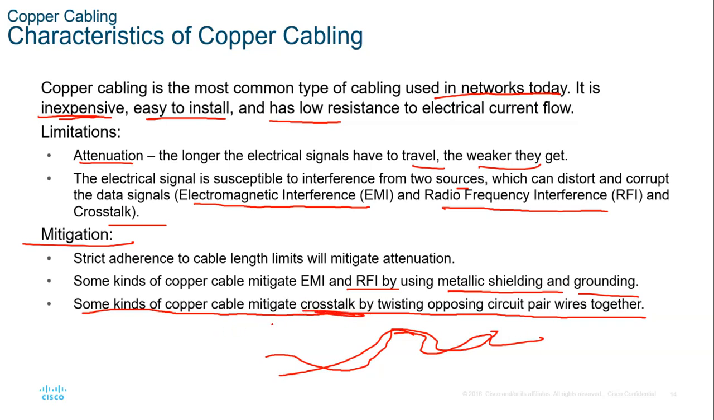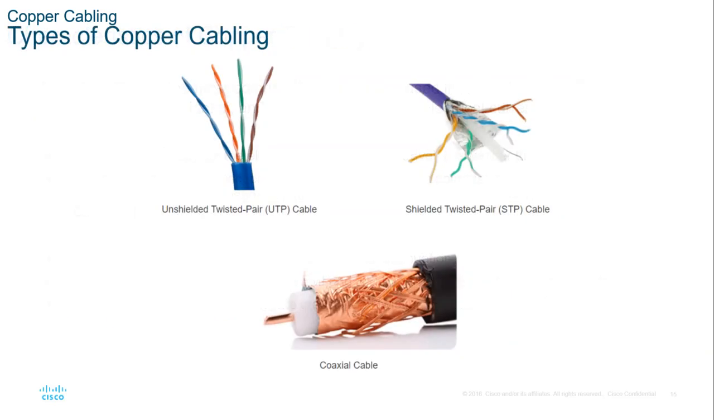That's the reason why most cables, the Ethernet cable, the data cable, are twisted. So types of copper cables: we have unshielded twisted pair. As you can see, it is not shielded, but it is twisted. But this one here is shielded, so it's shielded twisted pair. And these wires are twisted, as you can see, to mitigate the crosstalk issue. Here you can see the shield or foil.